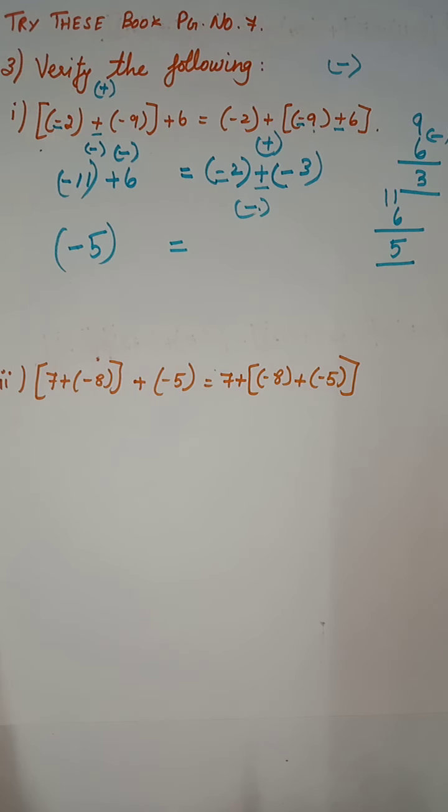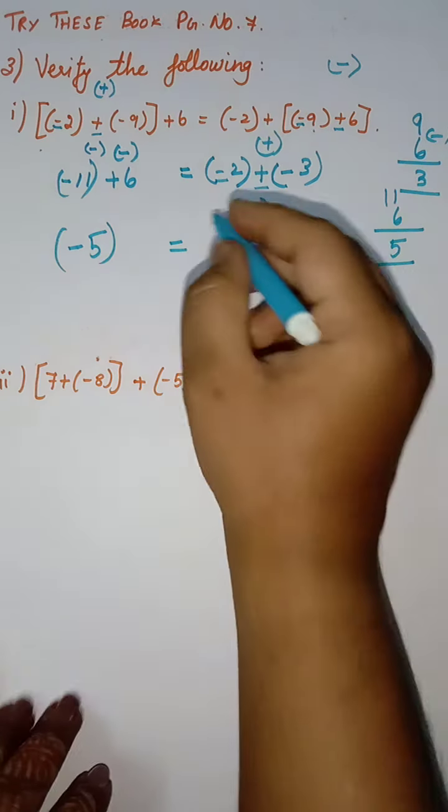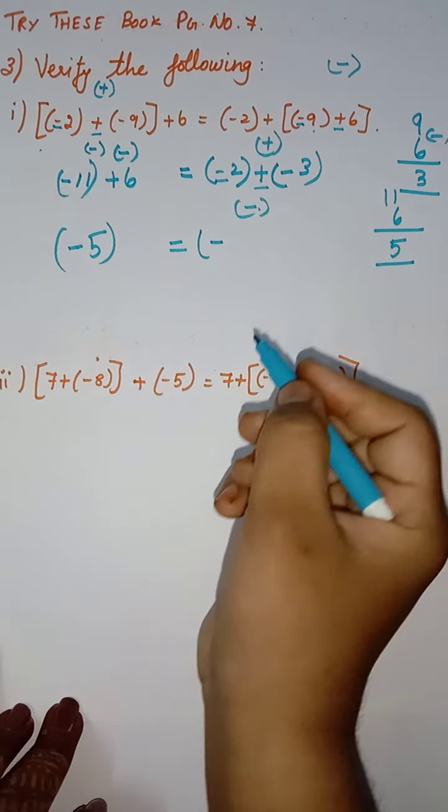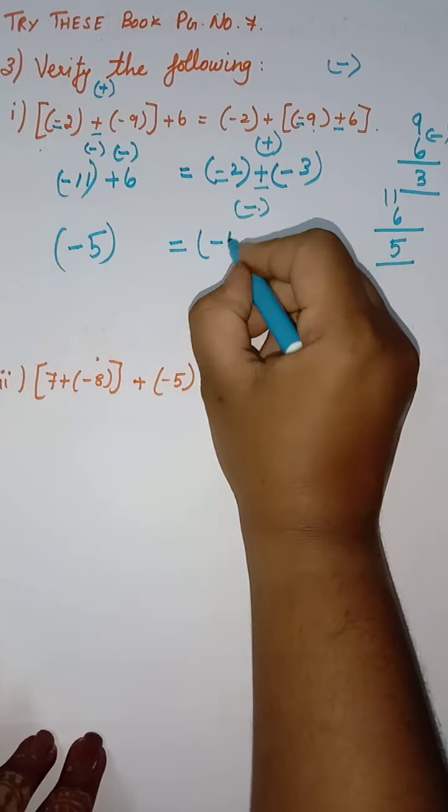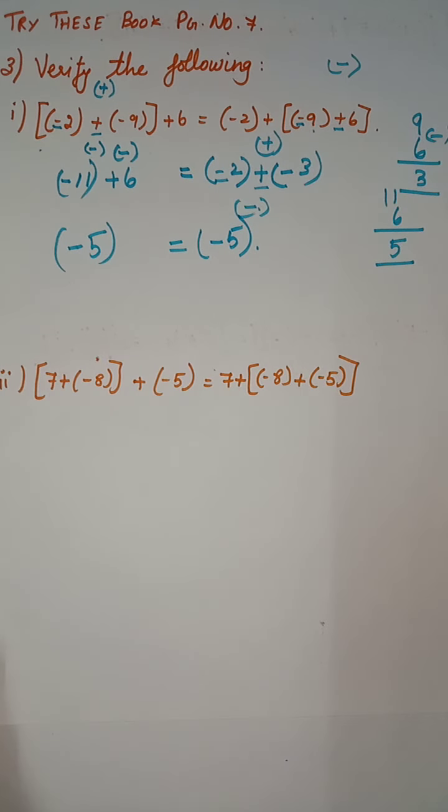While adding, we have to see the biggest number's symbol. The biggest number here, 2 or 3, is 3. Before 3 there is a negative symbol, so our answer should be in negative form. So we have to add these two: 3 plus 2 is 5. So both sides of our values are equal. This way only we have to verify the sums that they have given.